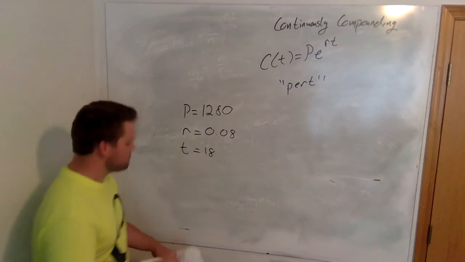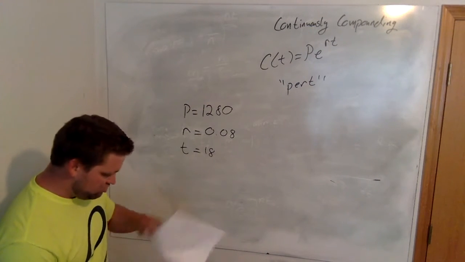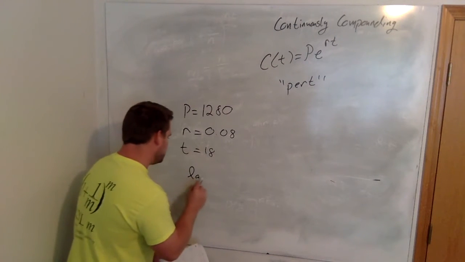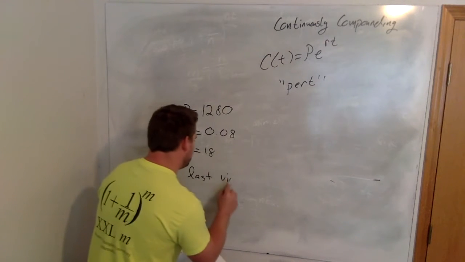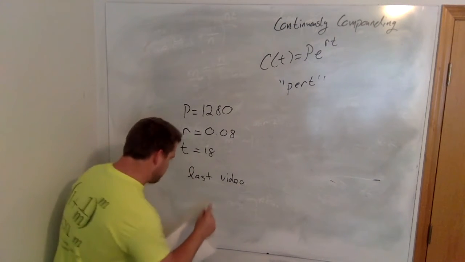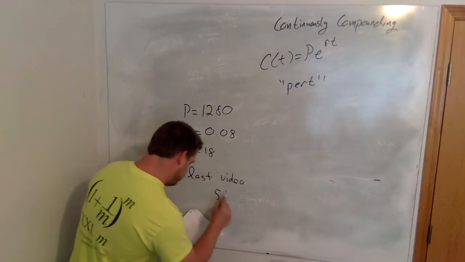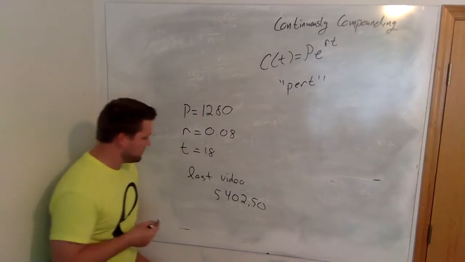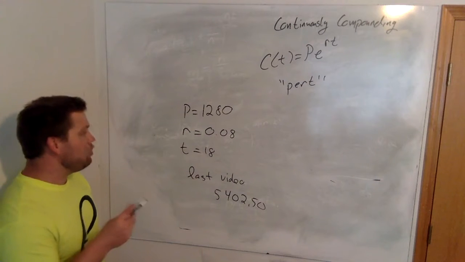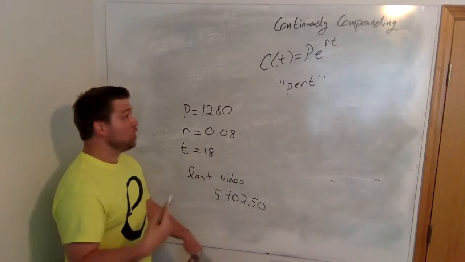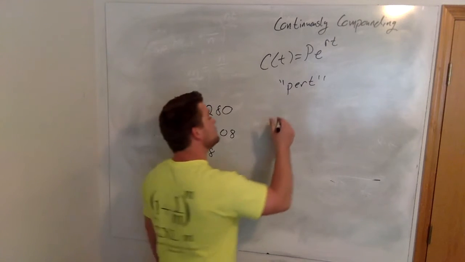Let me just check our notes. What did we figure out? In the last video, we brute forced it with a table, and Grandma hooked us up with $5,402.50. Ballin'. Can we get that same answer using this formula rather than the table? I hope so.